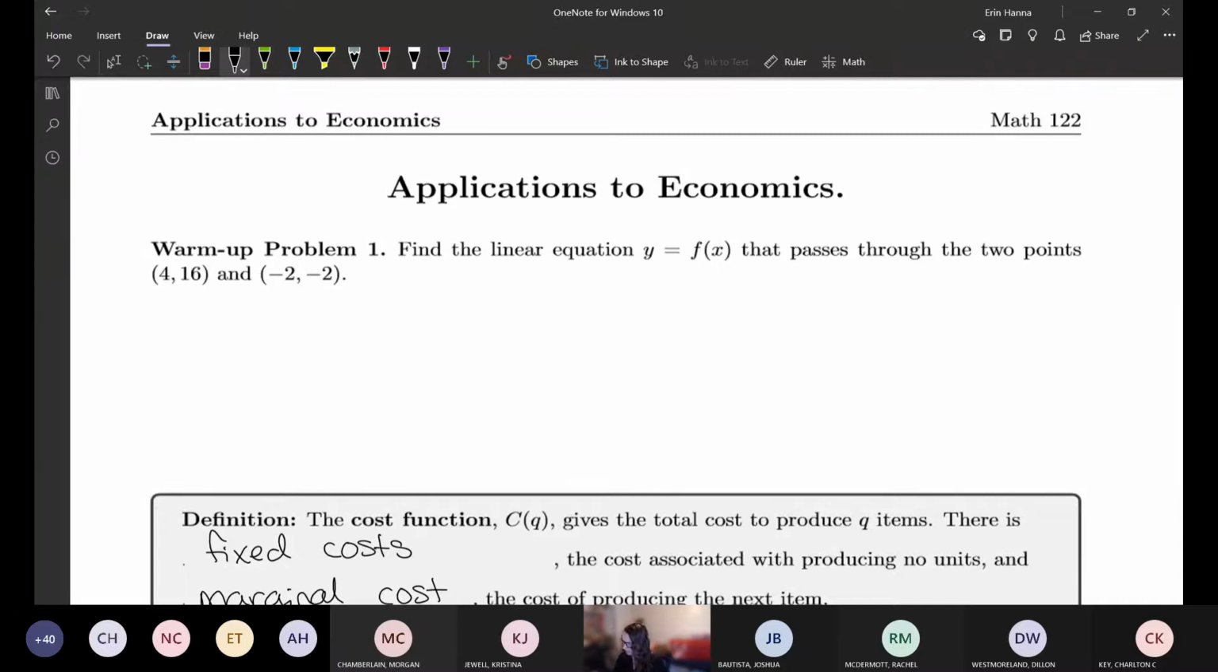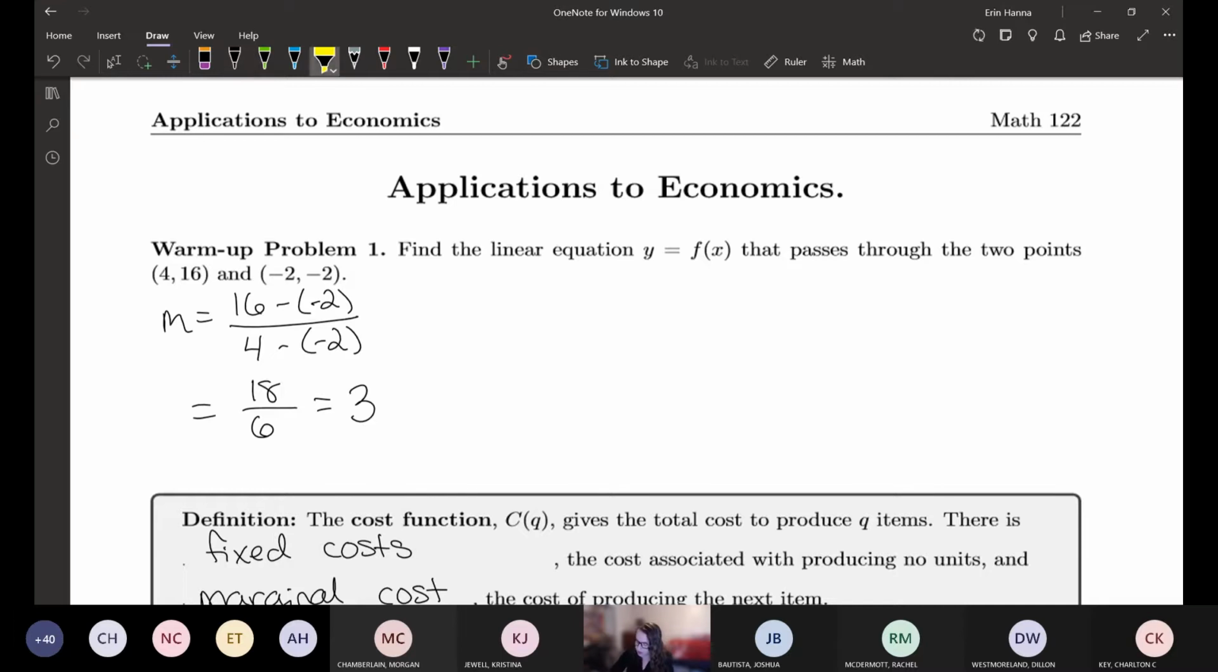So we want the equation between these two points, so the first thing we need is the slope. I did the larger y value first, but whatever floats your boat. So 16 plus 2, technically 18. 4 plus 2 is 6. 18 divided by 6 is 3. So your slope should be 3.